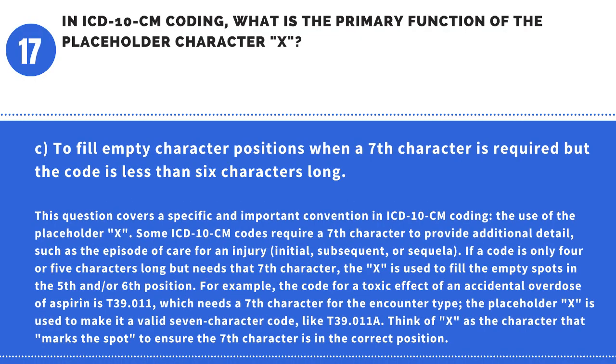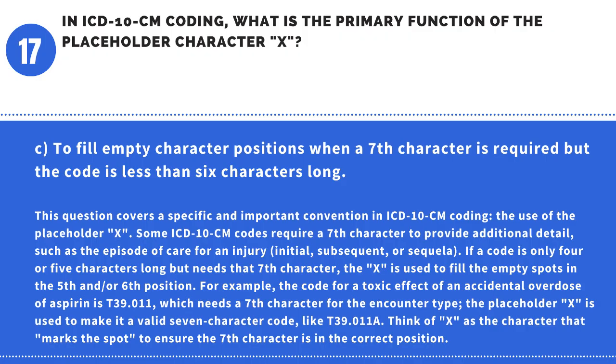Answer: C. To fill empty character positions when a seventh character is required but the code is less than 6 characters long. This question covers a specific and important convention in ICD-10-CM coding, the use of the placeholder X. Some ICD-10-CM codes require a seventh character to provide additional detail, such as the episode of care for an injury: initial, subsequent, or sequela. If a code is only 4 or 5 characters long but needs that seventh character, the X is used to fill the empty spots in the 5th and/or 6th position.